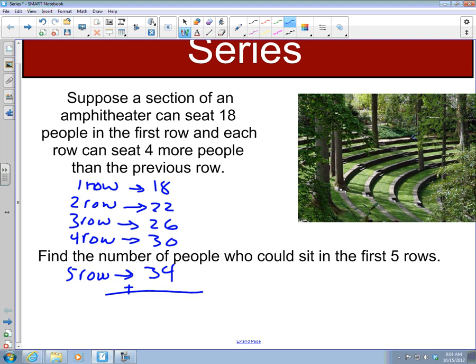Add them all up. That's what a series is. You're basically adding numbers in a sequence. And 18, 22, 26, 30, and 34 is a sequence because you're adding 4 more. It's an arithmetic sequence, actually. So what do we got? 18 plus 22 is 40, 66, 96, 130. 130 people can sit in the first 5 rows.